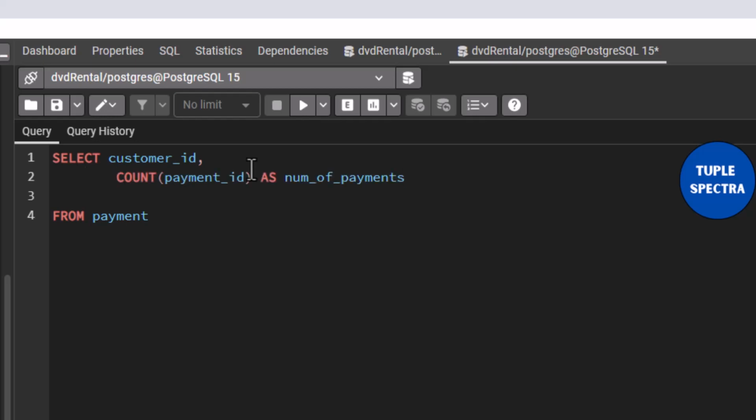Okay, I'll bring this right here. So now we have count of payment ID. Remember, I've also taught you using alias, so I will have that as number of payment. Okay, so now if you look at this, you have select customer ID, and then you are saying that I want to count the payment ID, which is number of payment ID.